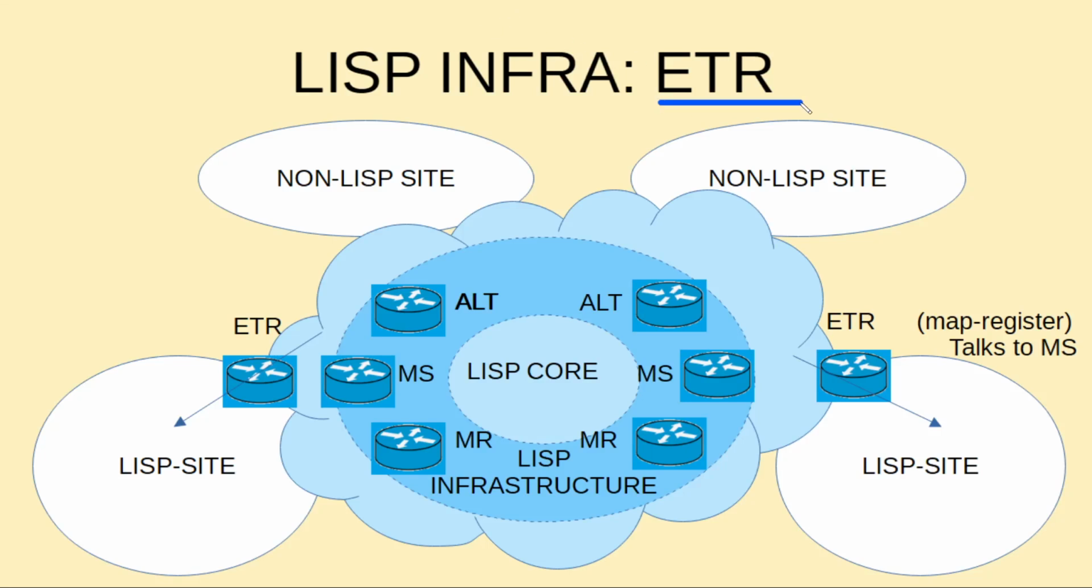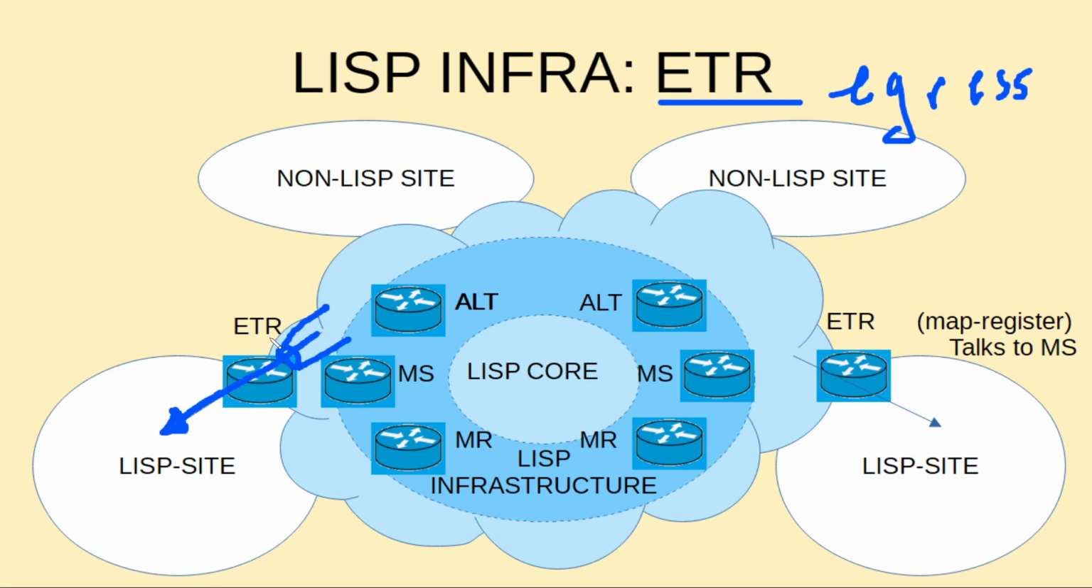Next, we have the ETRs. ETRs stands for egress tunneling routers. They are called egress because they handle the traffic that comes out from the LISP core and enters into a LISP site. They are called tunneling because remember that LISP creates tunnels within the core. So they are going to receive tunnel traffic. They are going to de-encapsulate this traffic and deliver it, no longer protected by a tunnel, into the LISP site.